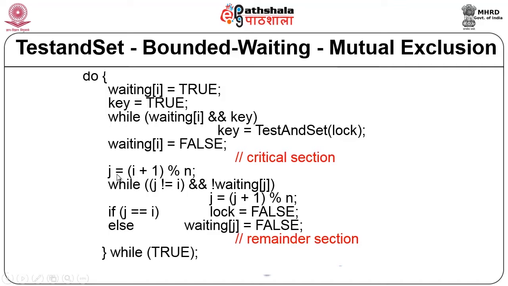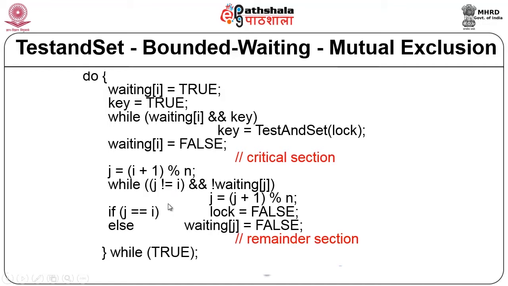So, j will be equal to 6, and it checks if j is not equal to i and not waiting[j]. When will j become equal to i? Say if the current process is the nth process, say if it increments and does a mod n, then it will go to 1, 2, 3, and so on. If it had checked all the other n minus 1 processes, that will come back to this current process. That is, it has checked every other process and no other process is waiting, then it will come to the j equal to i condition.